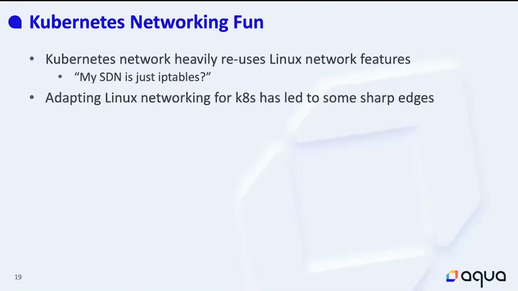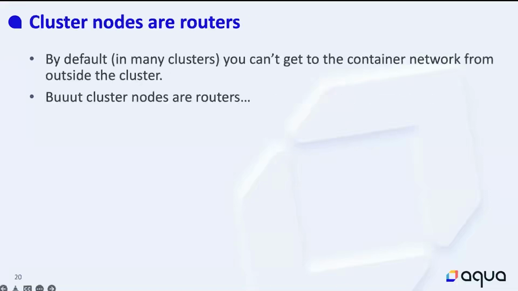The thing is that Kubernetes changes or builds on parts of it and modifies it. So some parts will work differently. And that kind of builds up some sharp edges, as Rory calls them, that we have to be aware of. Ultimately, we have to think of cluster nodes as routers. So by default, in many clusters, you can't get to the container network from outside the cluster. But ultimately, cluster nodes are routers.